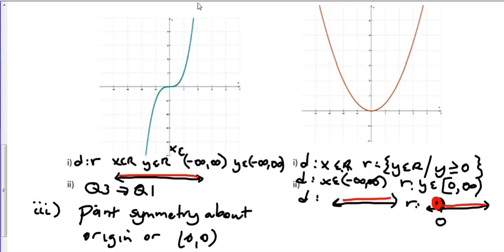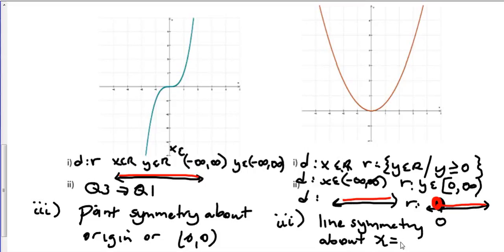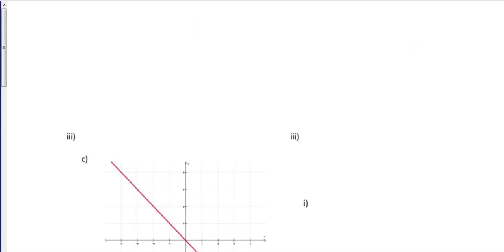And is there any symmetry? I'm going to say yes, there's line symmetry about x equals 0. So always say which line the graph is symmetrical in, and in this case it's the y-axis, which is of course x equals 0. Okay, I don't think there's another one here to do.